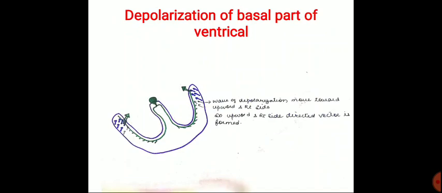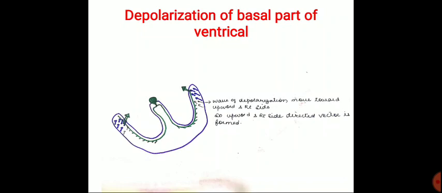Now lastly the depolarization of the basal part of the ventricle occurs. The wave of depolarization moves upward and toward the right side. If it moves upward and toward the right side, the vector produced is upward and toward the right side. From the right side and the left side, both vectors are formed, and these are very small vectors. An upward and rightward vector is formed. So this is the depolarization of the basal part of the ventricle. The last part of the ventricle that is depolarized is the basal part.